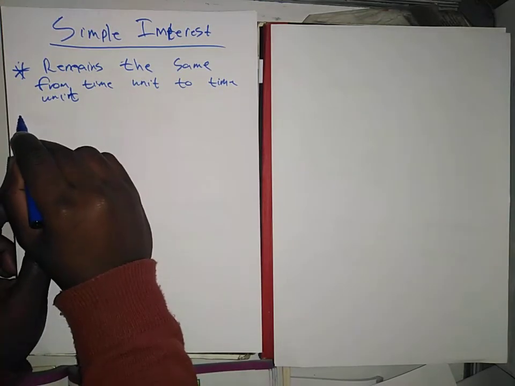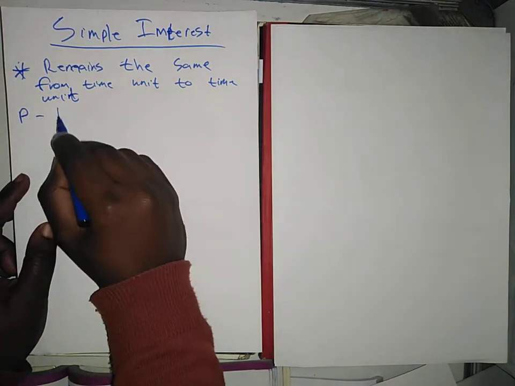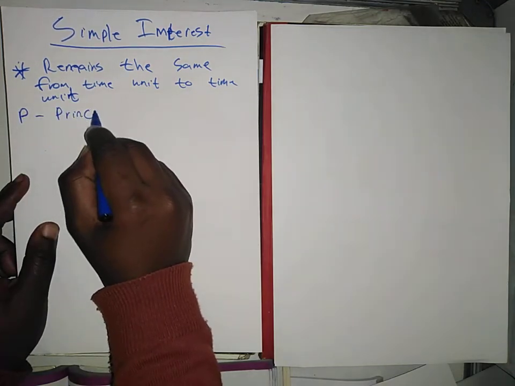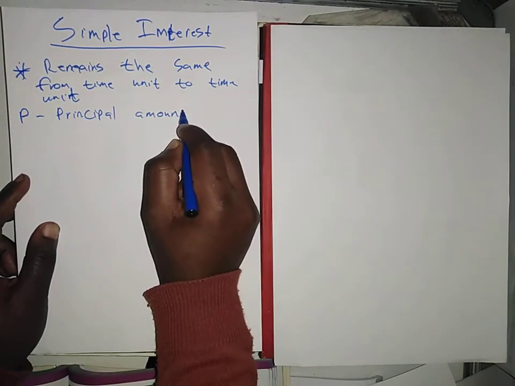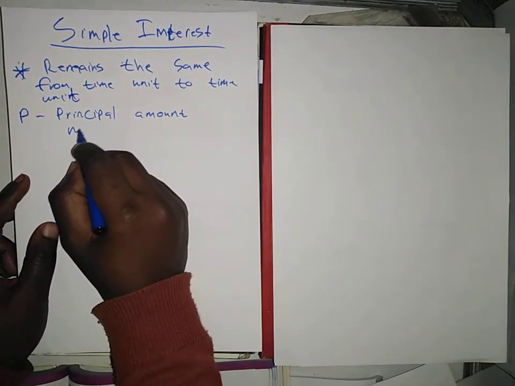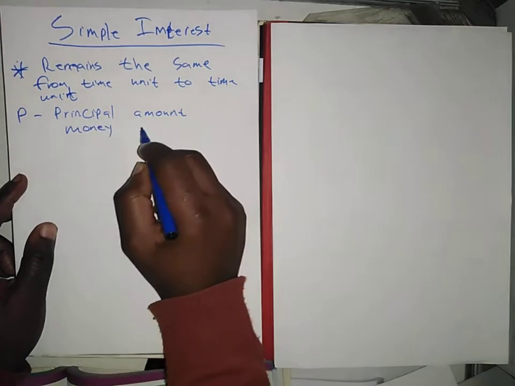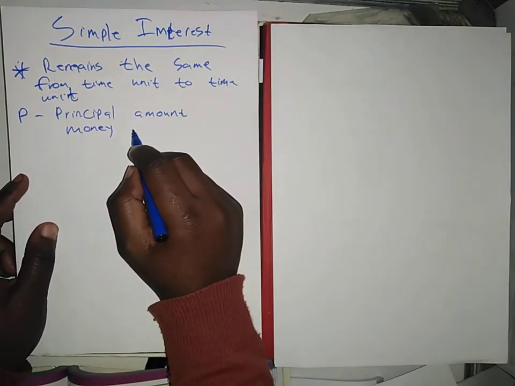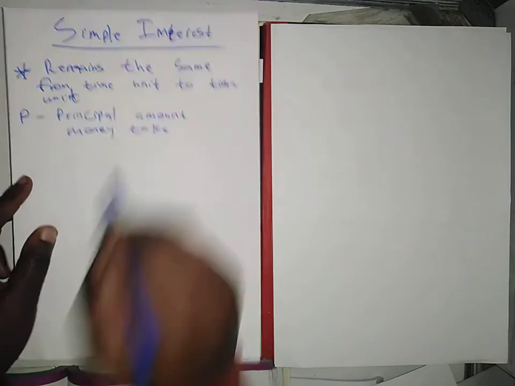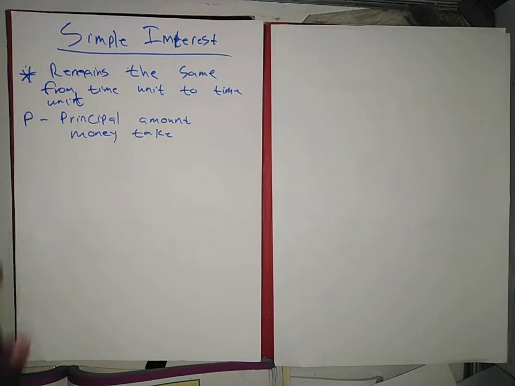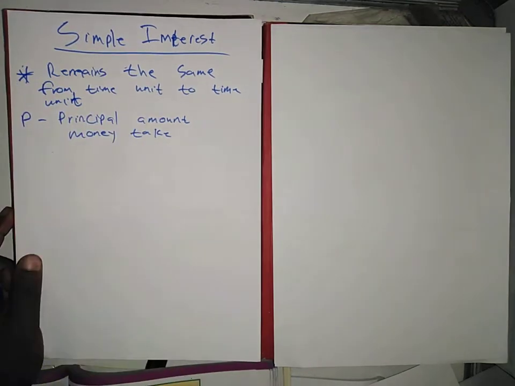So we'll have something called P, which we'll refer to as the principal amount. What is the principal amount? It's simply money taken, in the context of a loan. Okay, so we'll have P. Now when you take this amount, there will be a certain number of time units within which you have agreed to bring back that money, and that is called N.